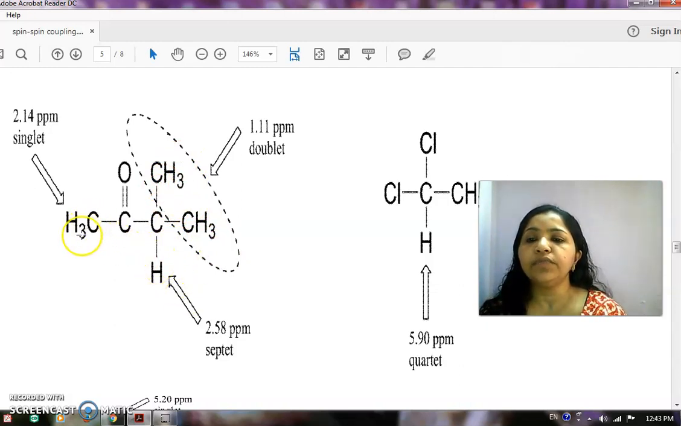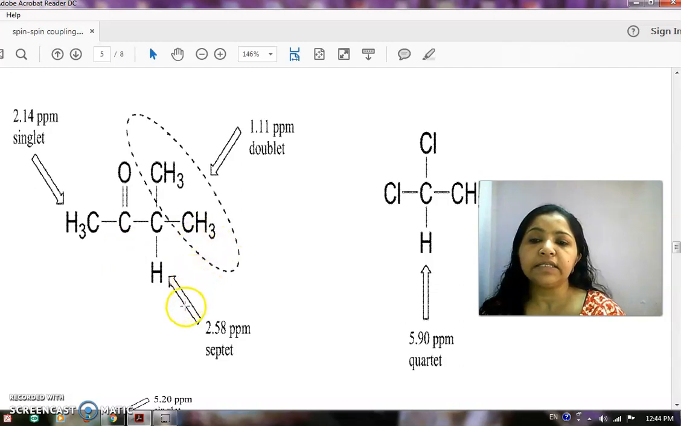The next one will not have any splitting, it will be a singlet, and it will have a high delta value because it is bonded to a carbon which has an electronegative atom. So this particular carbon will have more deshielding. It will be pulled by this oxygen, and therefore this nucleus will be deshielded. So it will have a high delta.